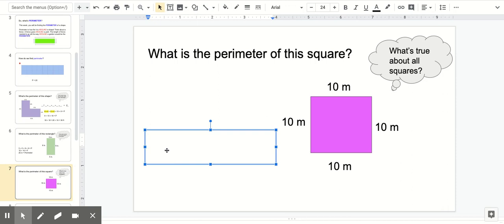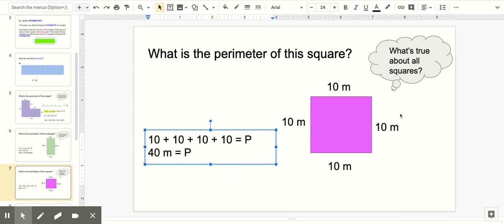So you might think something like this: 10 plus 10 plus 10 plus 10. That's going to tell you your perimeter, and then add them up. 10 and 10 is 20, plus another 10 is 30, plus another 10 is 40. And so this is 40 meters equals the perimeter, just using the units that were given.